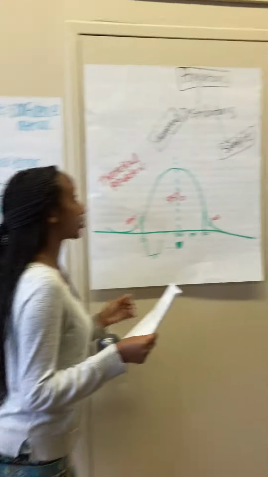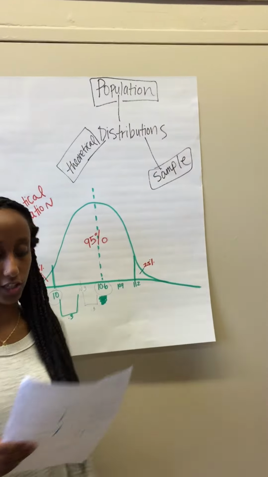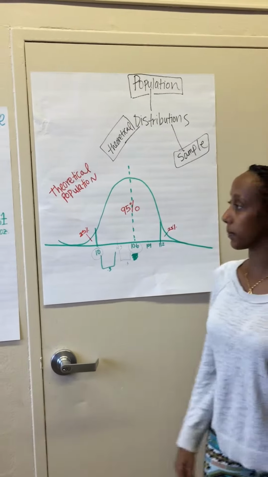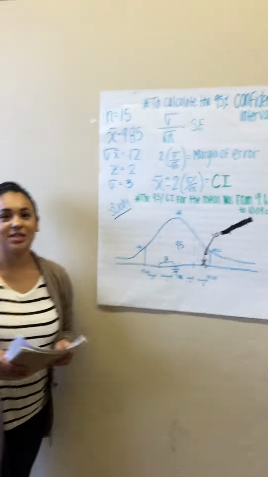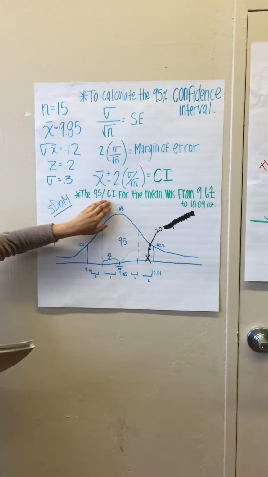In the distribution triad, the population is all the Flaming Hot Cheetos. And in this graph, the S-dom is our sample, and for this graph we did the theoretical population. So I'm going to teach you how to calculate the 95% confidence interval.